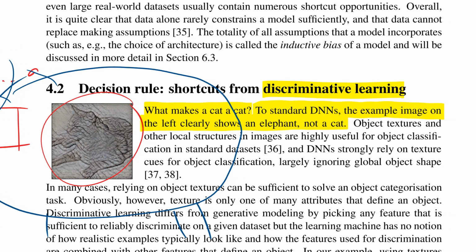And the paper here makes it seem like it is so obvious that this is a cat, but what do the standard stupid DNNs think? It's an elephant, not a cat. And the DNN is just looking at object texture and other local structures and not at shape, which is what we want it to do. And I find, just stop calling things object classifiers if they're not object classifiers. They're classifiers between images of a data generation process.